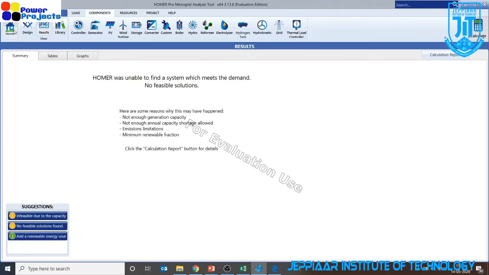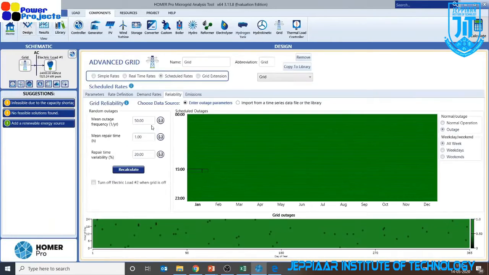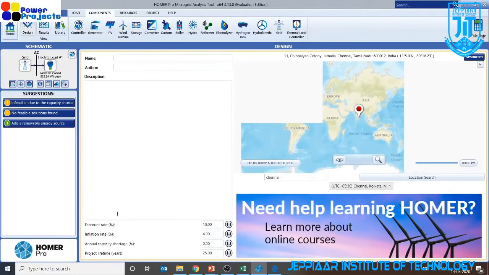Why? Because there is a grid outage which we have given here in the reliability. We have told about 50 grid outages per year, each 1 hour. So that is about 50 hours of power outage. But we have also said the annual capacity shortage is only 0%, which means we will not accept any shortage. The industry is very critical, 100% load has to be met at each and every moment. That's the constraint which we have given. So that's the real reason why, when the grid fails and there is no other source, the software is telling that there is no feasible solution.